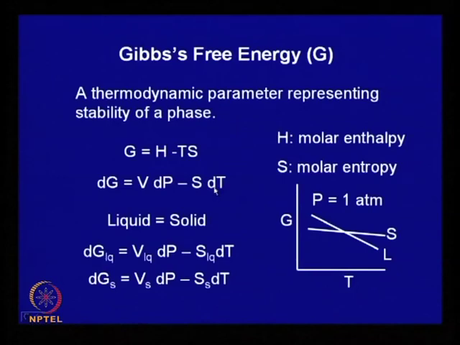We are concerned with the relative stability of two phases, one solid and another liquid. Let us try to plot this. This line represents the free energy of the solid as a function of temperature, and this line represents the free energy of the liquid as a function of temperature. Now, at high temperature, the one which has lower free energy is the liquid. So at higher temperature the liquid is more stable, and these two lines intersect here. This is the freezing point or melting point.